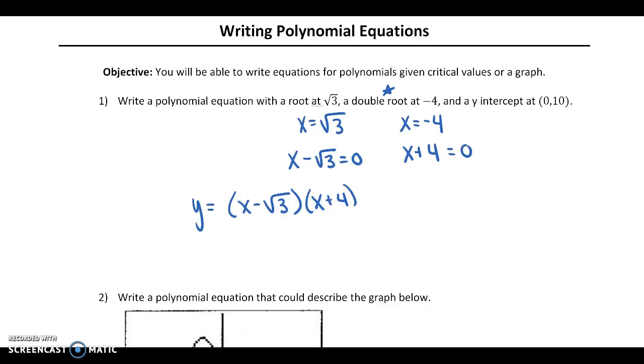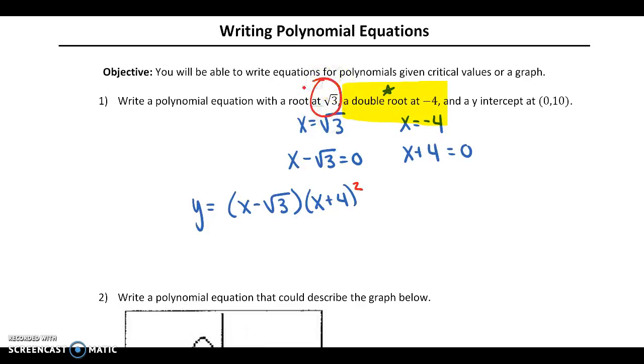When it says it's a double root, that means it has a multiplicity of 2, which means the exponent on that x-intercept is 2. It's counted twice. So you could write x plus 4 and then another x plus 4, or instead you can just put the exponent on to indicate that there are 2 of them. We're going to take care of that y-intercept in a second.